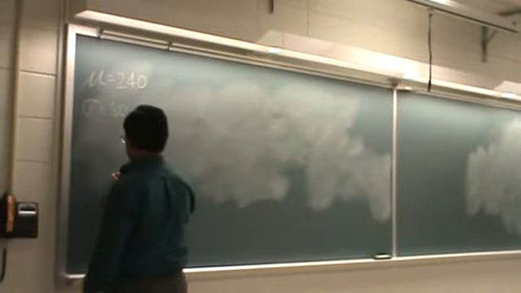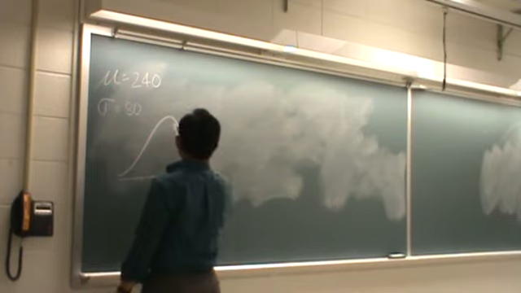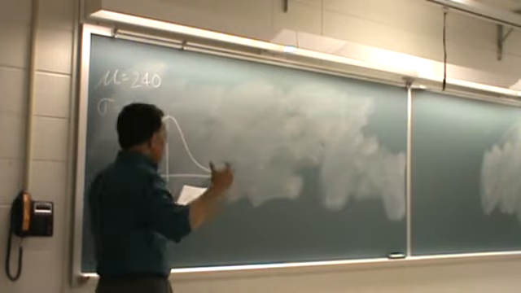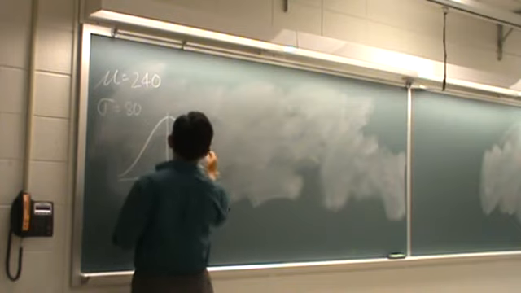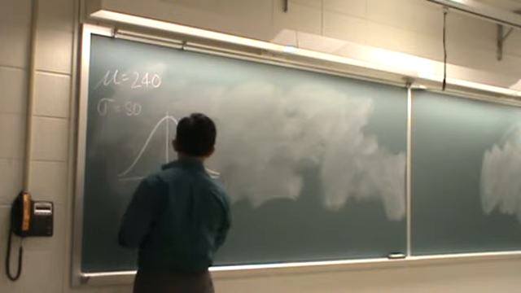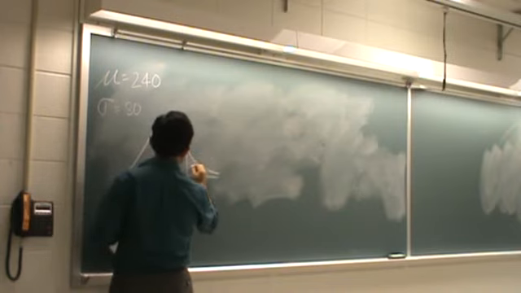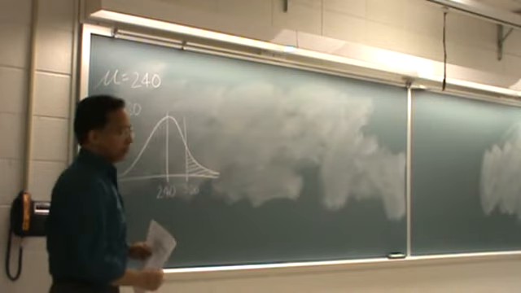So let's draw the diagram first. Our mean is 240. The question is more than 300 hours. So 300 should be on the right side of this normal curve. Let's say it's somewhere around here. So more than 300, we are looking at this area under the curve, right?